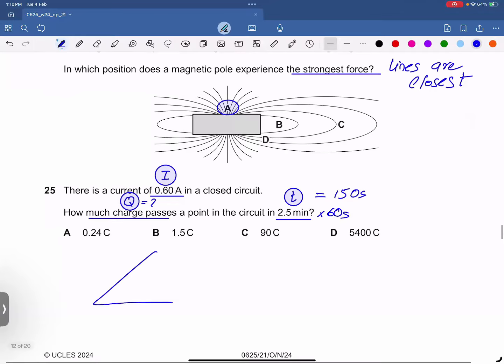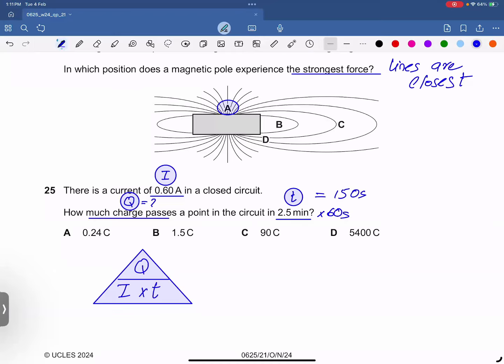So you want to find charge. You can write the current equation, as you know that the current is charge per unit time. So charge will be current multiplied by time. Current is 0.60. Time is 150. You need to multiply these two. The answer will be 90. Option C. Very easy question. We proceed to question number 26.